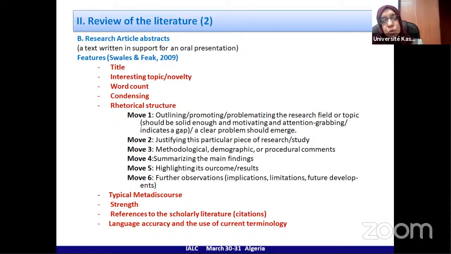In addition to these features, there are some meta-discourse markers that can enhance coherence in a conference abstract. And a next feature is the strength and the impact that the abstract creates. The inclusion of references, the citations, and finally, the issue of language accuracy and the use of current terminology.